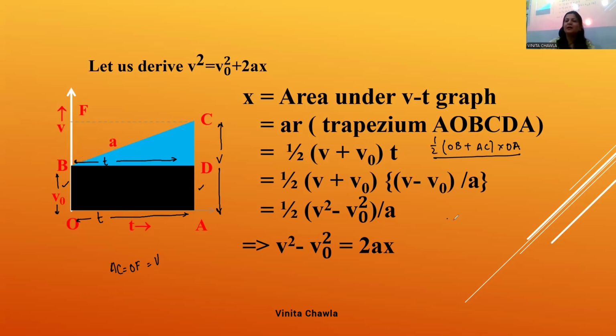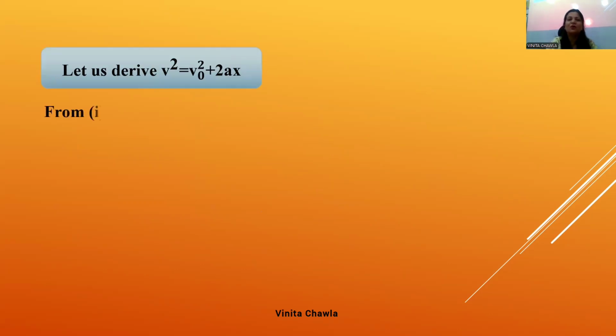Okay, and because acceleration is V minus V naught by T, so we can write T as V minus V naught by A. Okay, there is another method of deriving this. See how can we derive? We know the two equations, right? So from first equation, it's V is equal to V naught plus AT. Then from there, we can get the value of T. We can write T as V minus V naught by A.